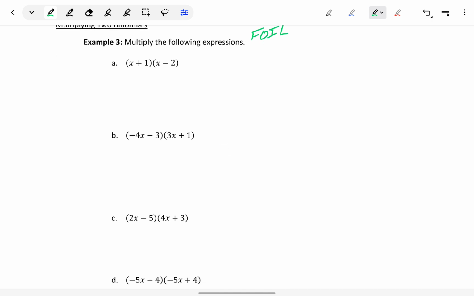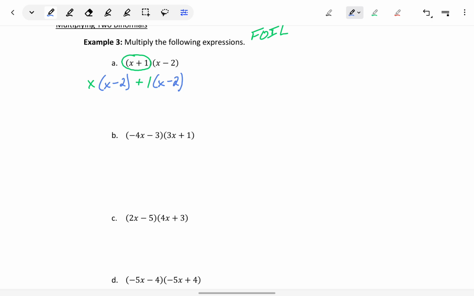So what we're going to do instead is look at this first binomial, x plus 1, that we have in part A. We need to multiply that by x minus 2. What that means is every term in that first binomial needs to get multiplied by every term in that second binomial. The way we're going to set this up is to just take each piece of that first binomial and multiply it by the second binomial. So we're taking x times x minus 2, and then we'll take plus 1 and multiply that by x minus 2 as well.